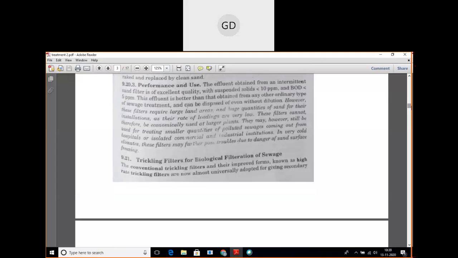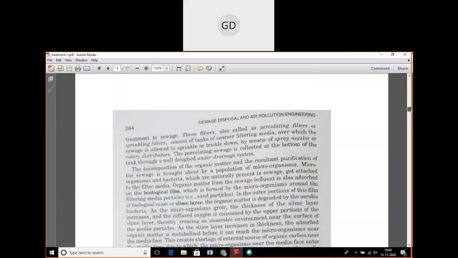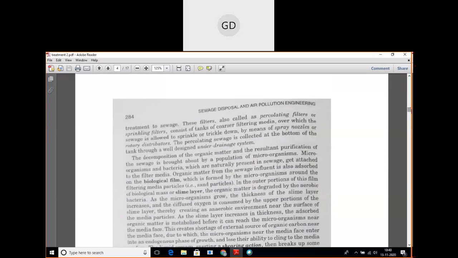Okay, so the conventional trickling filters and their improved forms known as high rate trickling filters are now almost universally adopted for giving secondary treatment to sewage. These filters, also called percolating filters or sprinkling filters, consist of tanks of coarser filter media over which the sewage is allowed to sprinkle or trickle down by means of spray nozzles or rotary distributors.